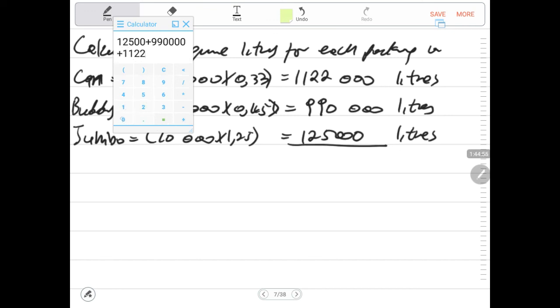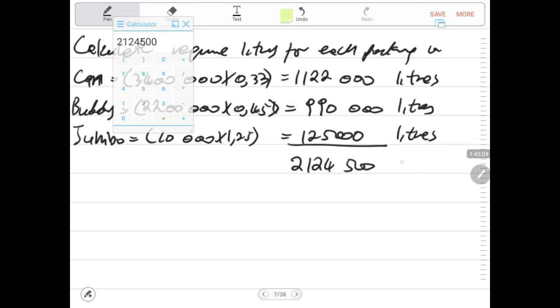1,122,000, it gives us 2,124,500 liters. 2,124,500 liters. This is the total required liters, or total needed liters.